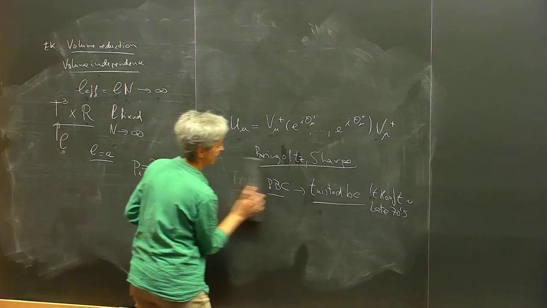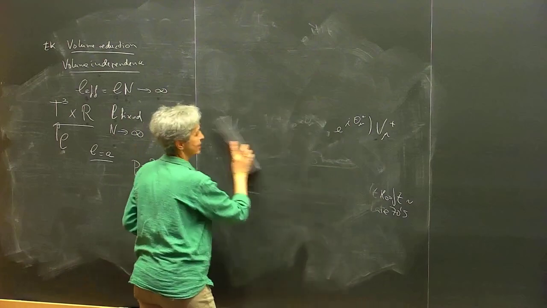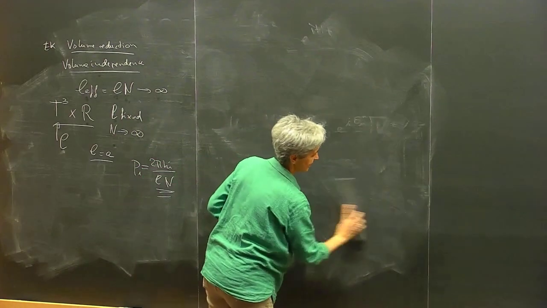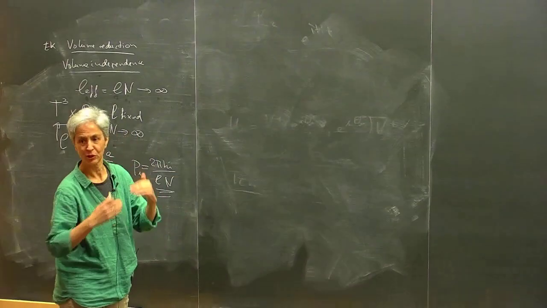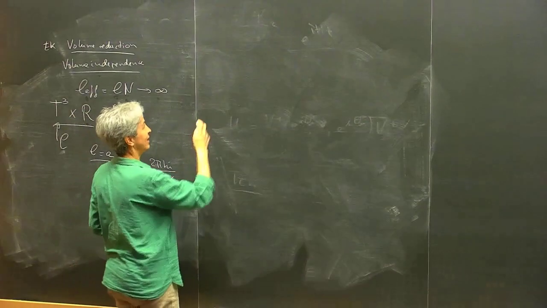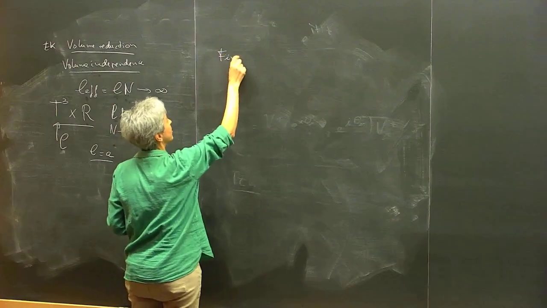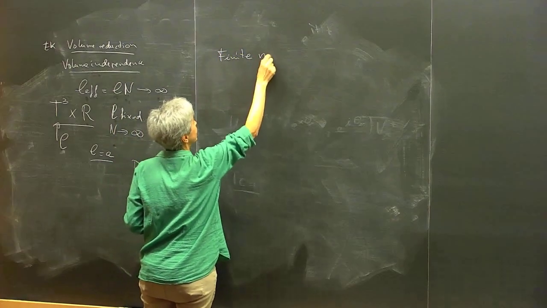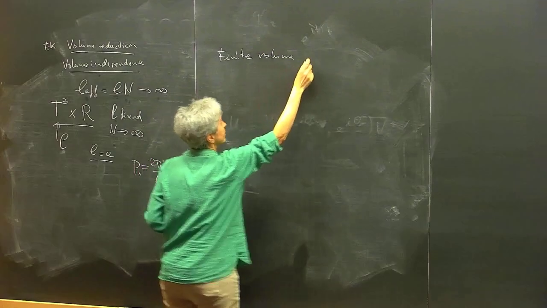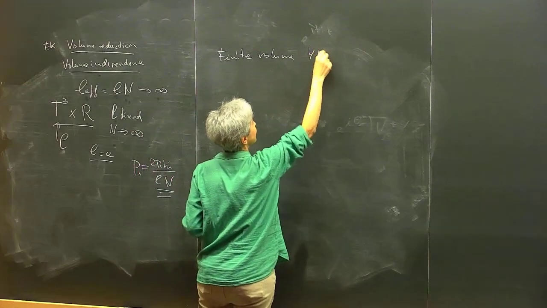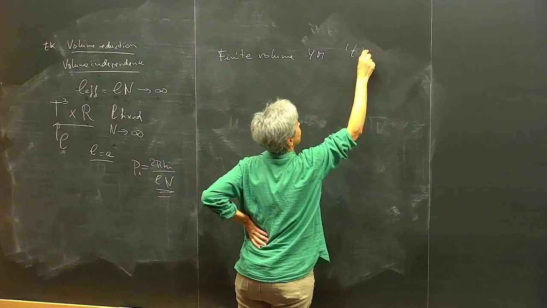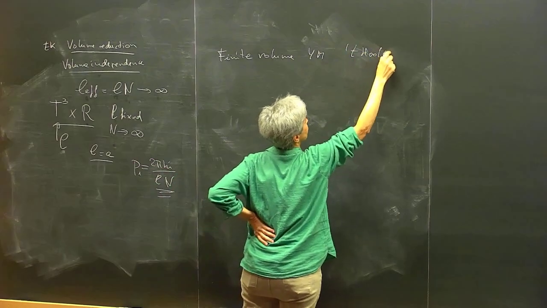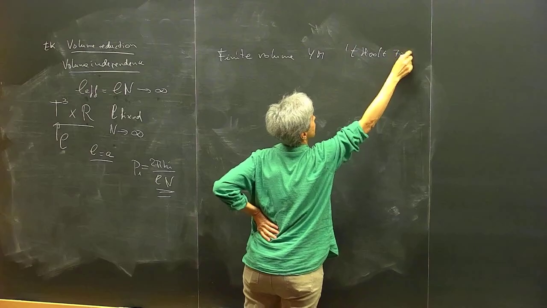So let me discuss a little bit about these twisted boundary conditions, and then I'm going to the continuum, okay? So what I'm going to do is finite volume Yang-Mills. I leave fermions out, okay? And this is this thing that started, as I say, in the late 70s.